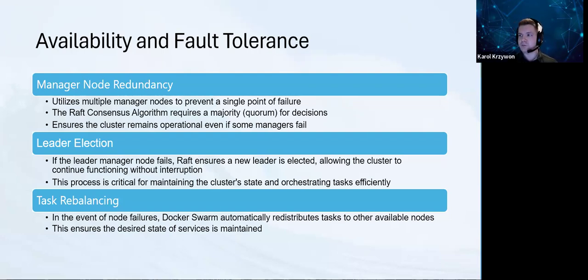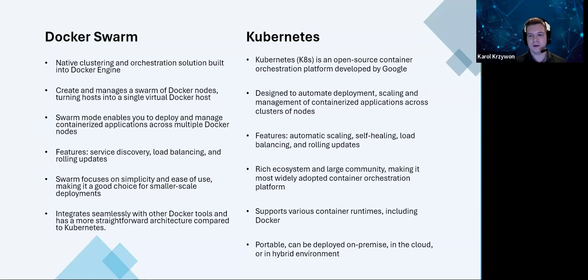Now that I've given you a brief preview of Docker Swarm, let's do a little comparison between Docker Swarm and Kubernetes. So Docker Swarm is known for its simplicity and ease of use, making it an excellent choice for smaller scale deployments. It's built right into Docker Engine, allowing you to create and manage a swarm of Docker nodes as a single virtual Docker host. Features like service discovery, load balancing, and rolling updates are all part of Docker Swarm's offering. And it's designed really with that ease of use in mind, making it a preferable choice for simpler applications.